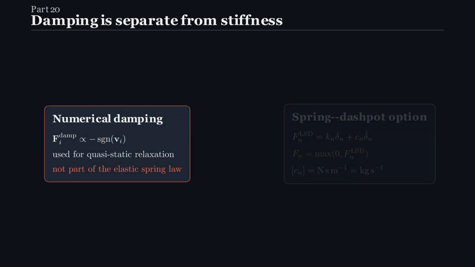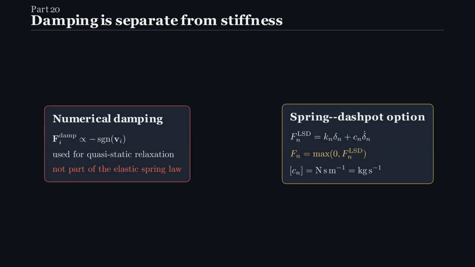Damping must not be hidden inside the stiffness. Some simulations use numerical damping to relax quasi-static packings. Others use a dashpot in parallel with the normal spring. For a non-adhesive contact, the normal force must be clamped so that unloading does not create artificial tension.